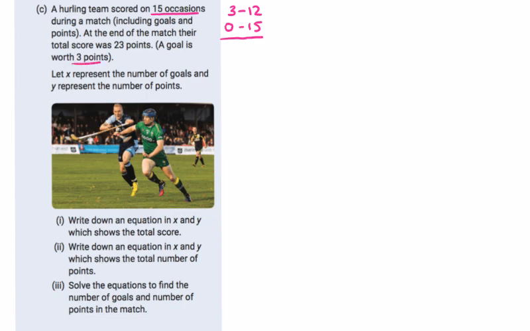A goal is worth 3 points and x is the number of goals. So the total is 23. So let's have a look here. 3 times the amount of goals plus the points, which are all worth 1, so we could write 1y. 3x plus y is equal to 23. And then the number of goals plus the number of points has to be 15.